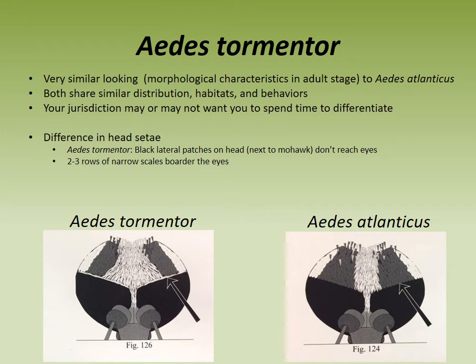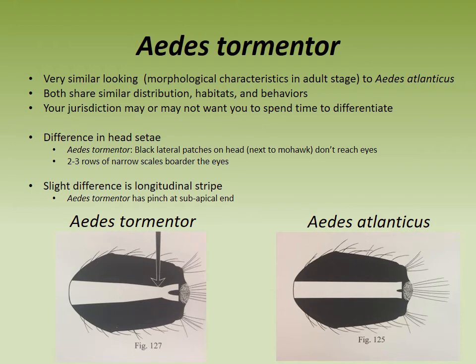The biggest, most useful is looking at the head CD. So Aedes tormentor, when you are looking at the black lateral patches on the head, so on either side of that white mohawk, those black patches do not reach the eyes. So when we see this, this is the tormentor, you have this white barrier between the two. It'll be 2 or 3 rows of narrow scales that will split the eye and this black patch, whereas the atlanticus will not. That black will go all the way to the eyes.